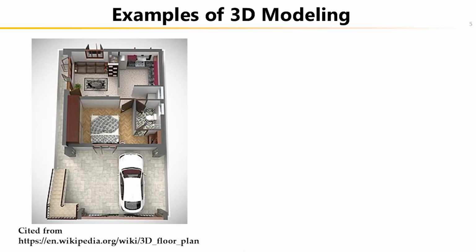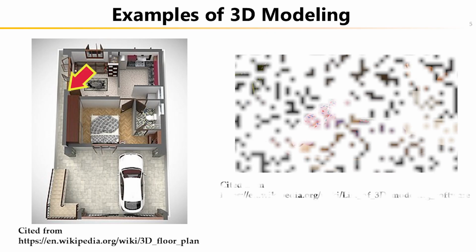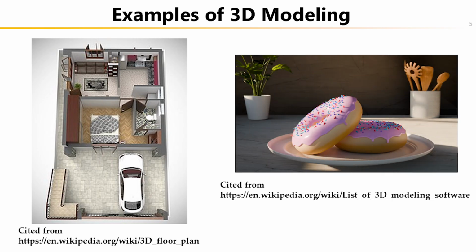Examples of 3D modeling. Let's take a look at some examples of 3D modeling. The image on the left is from the 3D floor plan page on Wikipedia. This is a bird's eye view of a house's floor plan, used to explain the layout to clients. By adjusting the size and placement of windows and columns, or changing the interior design, it helps identify what the client prefers. The image on the right is a 3D modeling illustration from Wikipedia.